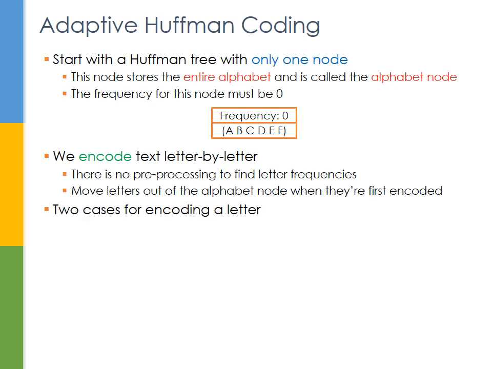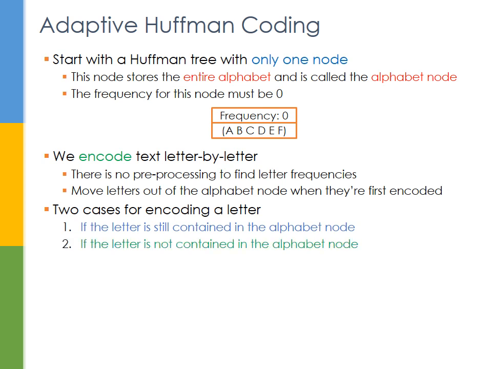There are two cases that we need to deal with when we are encoding a letter. The first case is if the letter is still contained within the alphabet node, and the second case is if the letter is not contained in the alphabet node. In other words, the letter is somewhere within the rest of the Huffman tree. We'll be discussing each of these two cases individually in the upcoming slides, in parallel with an example that we'll be working through.